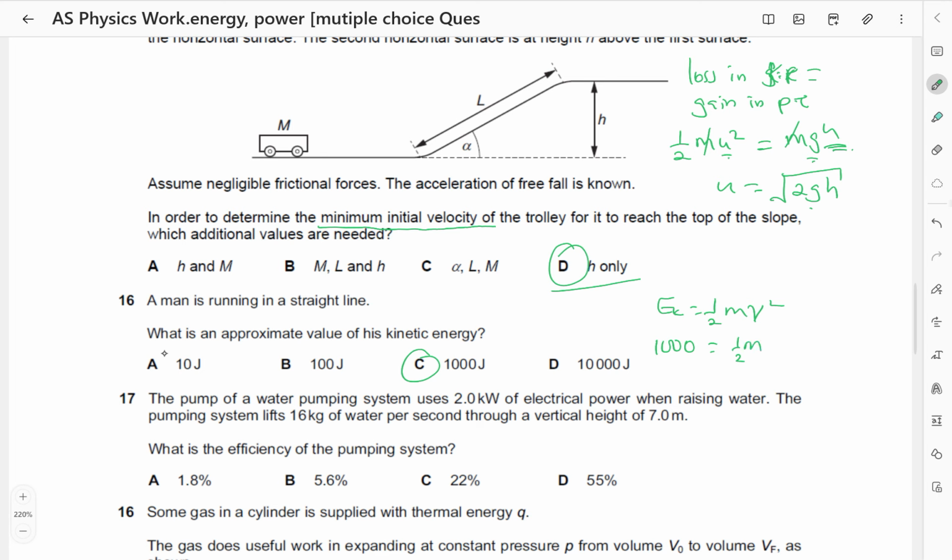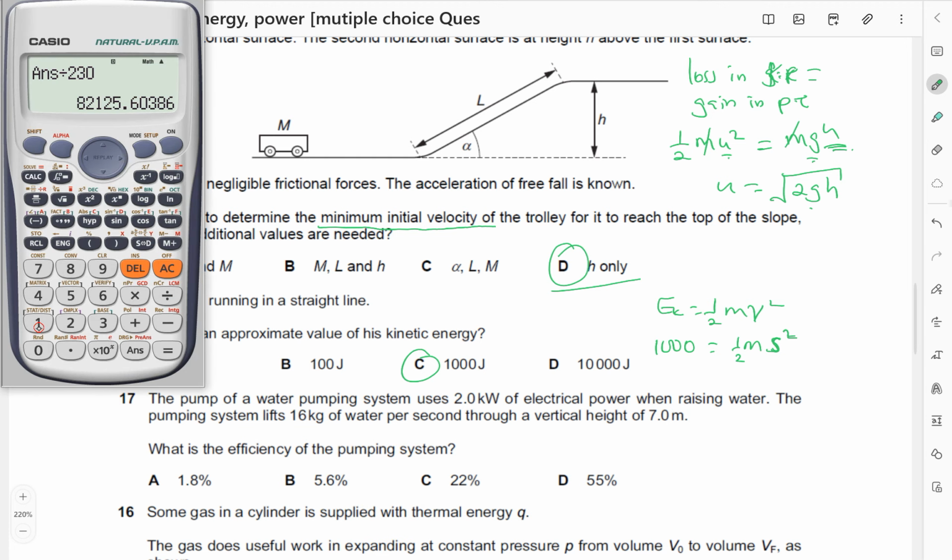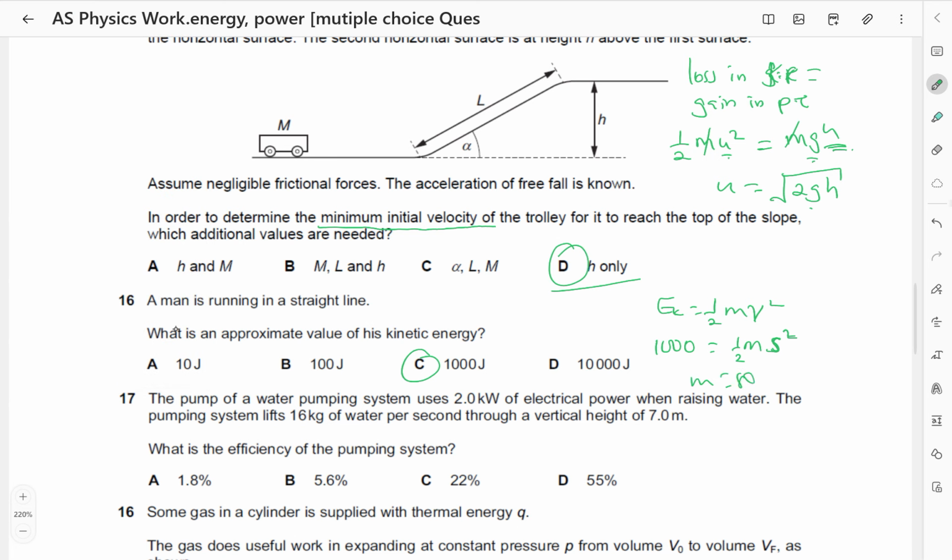Let's say a normal man running in a straight line is perhaps running at between 5 to 8 meters per second. A person running fast runs at around 9, 10, 11, 12 meters per second. I'll just take 5 squared because this one may not be in a race. So we have 1000 times 2 divided by 5 squared. That is 80 kilograms, so the mass is 80 kilograms.